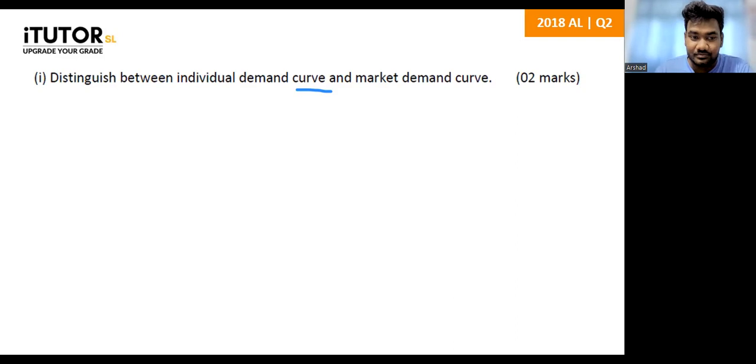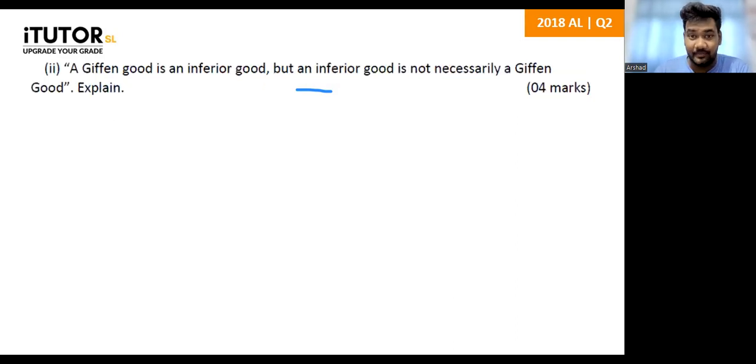So then we'll go to the second question. What does it say? A Giffen good is an inferior good, but an inferior good is not necessarily a Giffen good. Now, this will become more clear if you all watch that income effect substitution effect video which I uploaded on YouTube. Did you all check it out? Income effect and substitution effect for a normal, inferior and Giffen good.